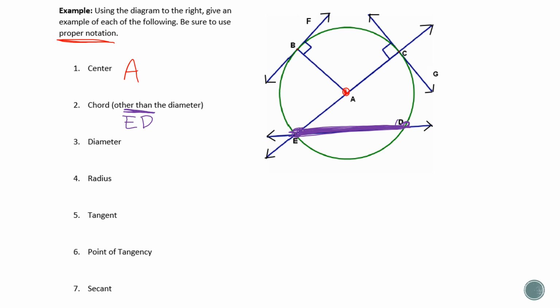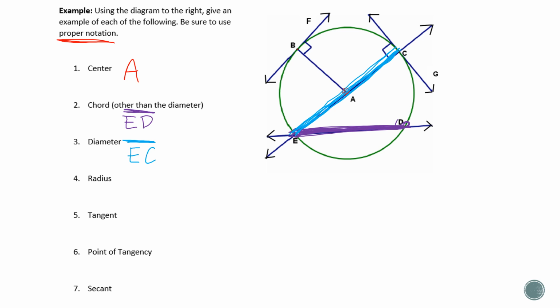The next one says a diameter. Remember, our diameter, it's like a chord, but it has to pass through the center. So we have to pass through that point A. So we're going to go from E to C. That's our only diameter in this circle. E to C. Again, with proper notation, putting that segment above it.